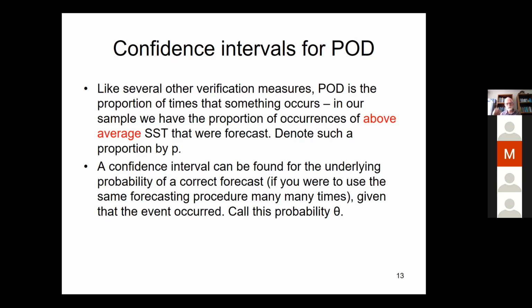Next, I'm going to look at some confidence intervals for the probability of detection in the example that we've got for the two forecasts. I'm going to call POD the proportion of occurrences of above average sea surface temperature that were forecast. I'm going to call that P, so that's the sample POD. I'd like to know what would happen if this was just a sample from a bigger population. What's going on in the population? What's the confidence interval for the probability of detection in the population? I'll call that theta.